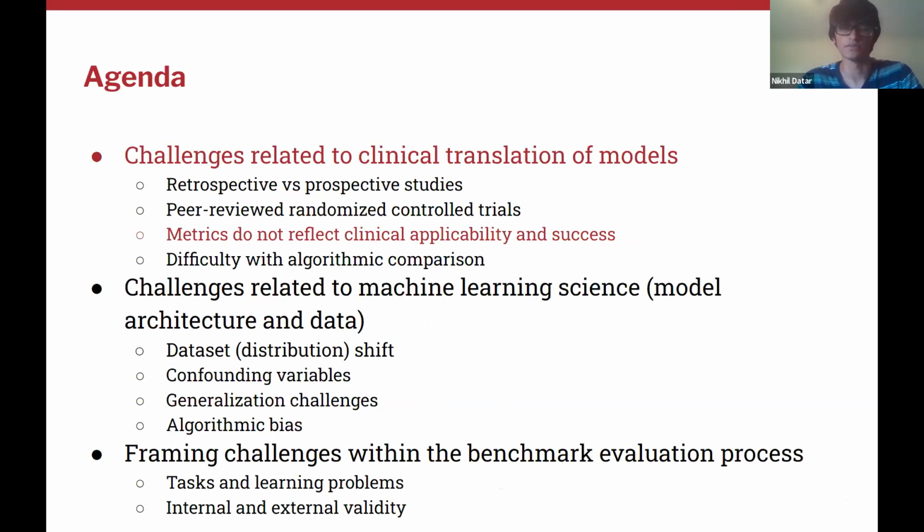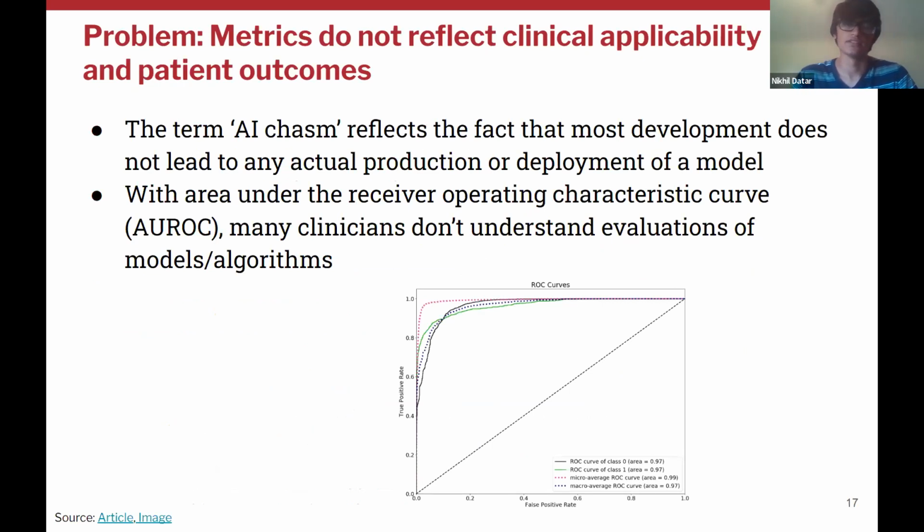Awesome. Let's move on to why the metrics used in current workflows are not exactly reflective of clinical success. Now, there's a term that's been coined in recent years called the AI chasm, and it reflects the fact that most machine learning papers, most models that are developed, are not actually put into production or deployed.